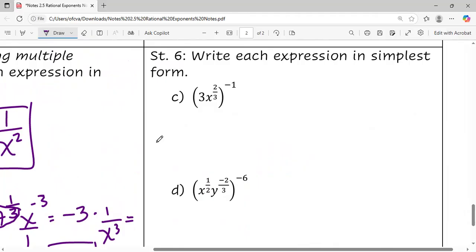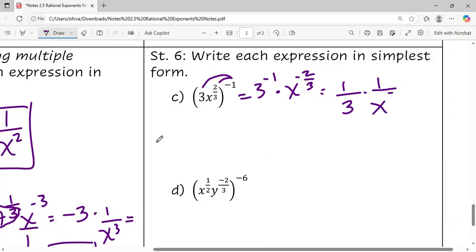So on this one, what do I want to do with this one? I'm going to just apply the power. So that becomes 3 to the negative 1 times x to the negative 2/3. So they're both negative. I have to flip both over. So this becomes 1 over 3 to the first, and 3 to the first is just 3. And this becomes 1 over x to the 2/3.